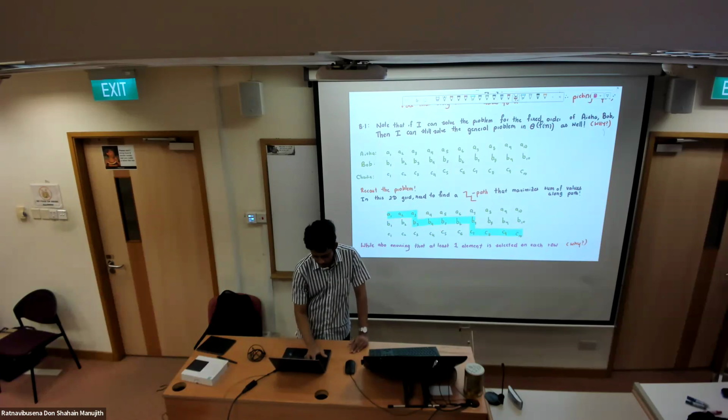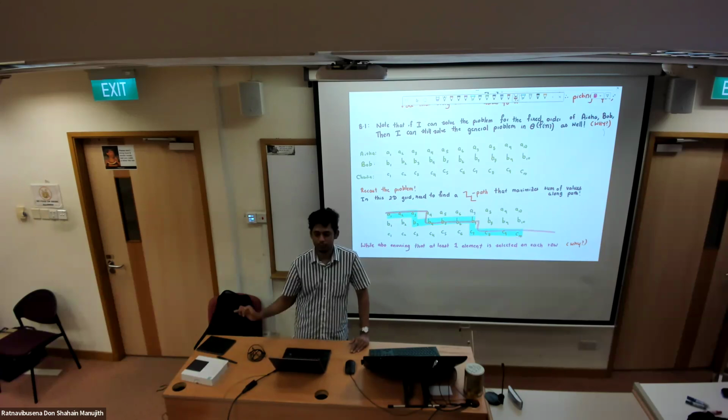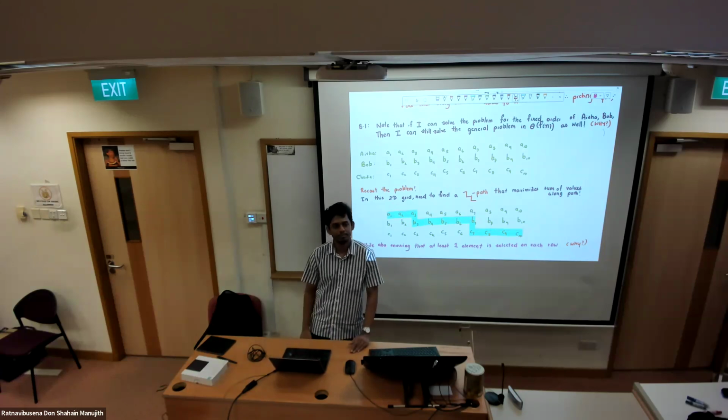So you can't have paths like this. You cannot have paths like that. You cannot also have paths like this. That's not a valid path, right? So you need to find a path from this place to that place, but you need to ensure that at least one element is selected in each row.